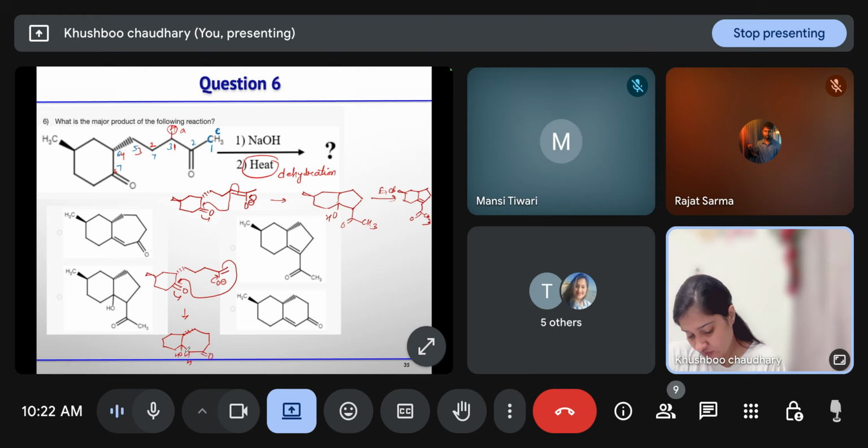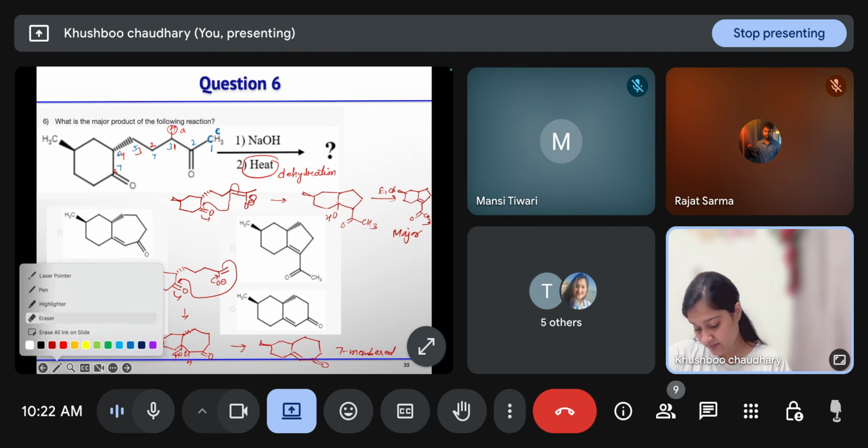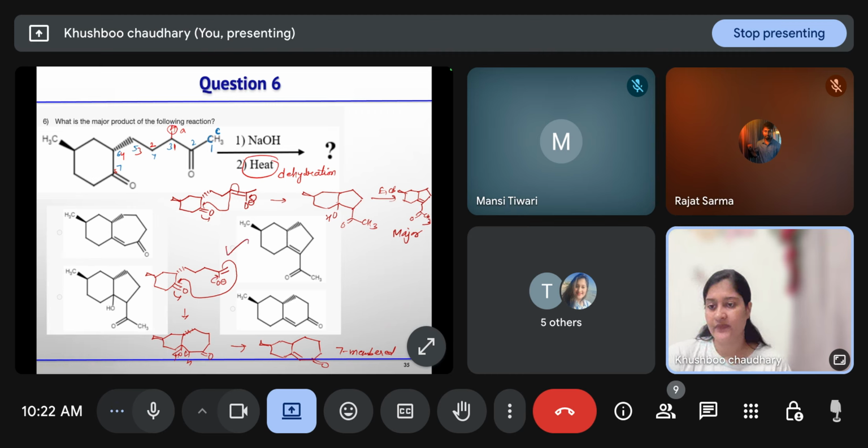And after loss of proton, you will get this product. Now, a 7-membered ring is less stable than a 5-membered ring. So this is major and the other one is minor. So the correct option is option C. Sorry, B. This one. Clear?